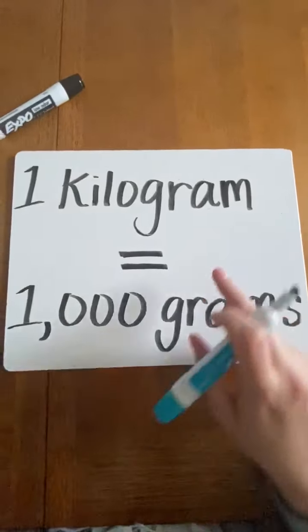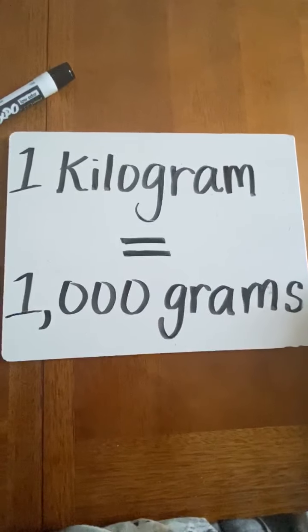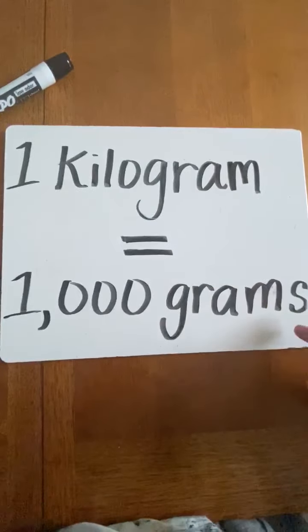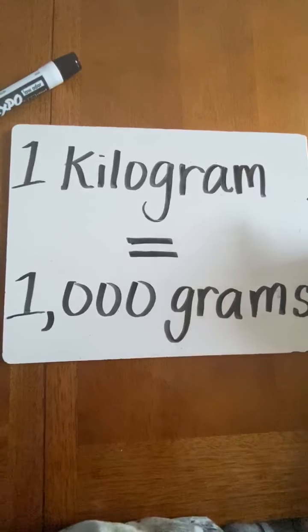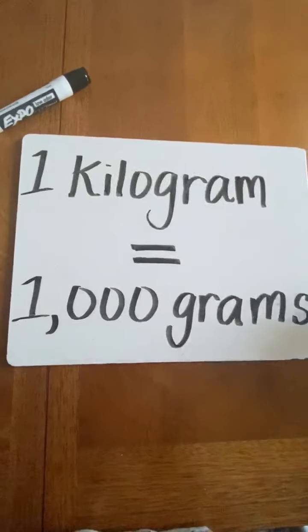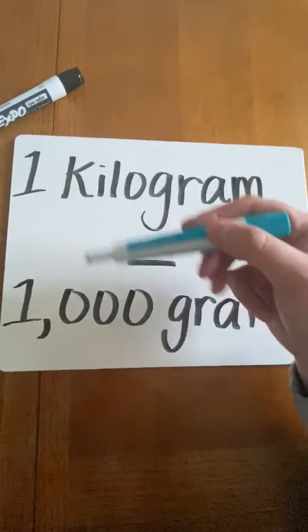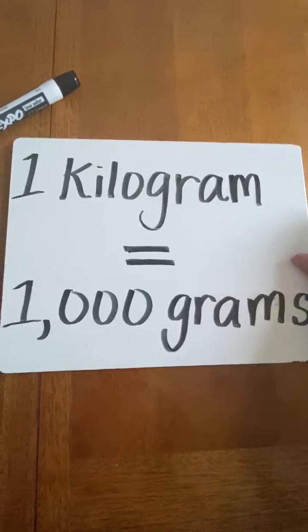So next, 1 kilogram is equal to 1,000 grams. 1 kilogram equals 1,000 grams. So this is very similar to when we were doing liters and milliliters, right? 1 liter equals 1,000 milliliters. So these numbers are going to be nice and familiar to us when we start converting.